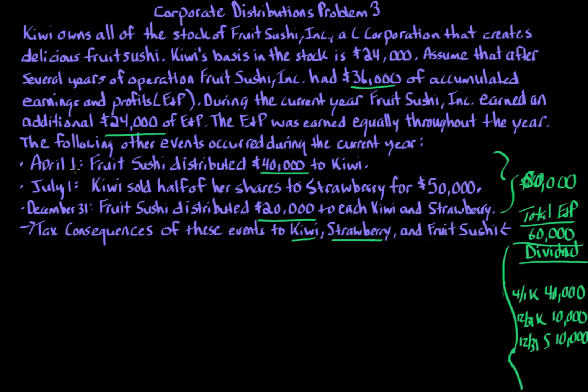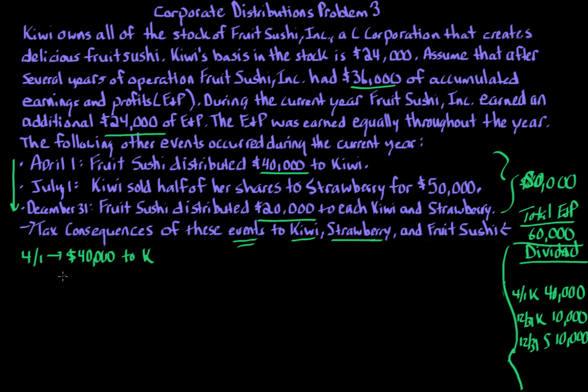So the best way to do this is simply to go through the order of dates, because we also have to worry about July 1st, because that's also going to provide tax consequences. I said of these events, so it's not just distributions, it's also sale. So the first thing we're doing is looking at April 1st, and on April 1st, there was only one owner, Kiwi, because Strawberry did not acquire half of Kiwi's shares until July 1st. So for April 1st, we're talking about the $40,000 distribution to Kiwi.